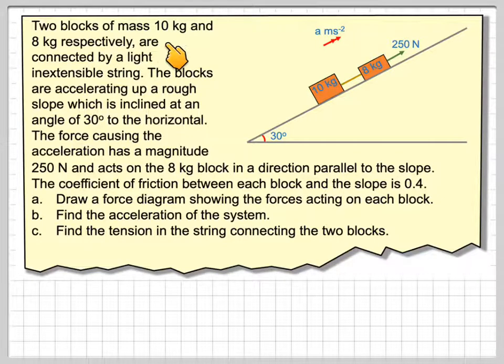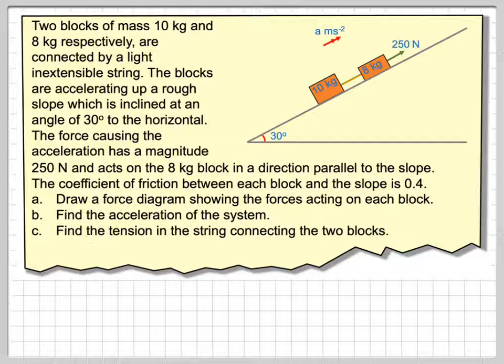Two blocks of mass 10 kilograms and 8 kilograms respectively are connected by a light inextensible string. The blocks are accelerating up a rough slope which is inclined at an angle of 30 degrees to the horizontal. The force causing the acceleration has a magnitude of 250 newtons and acts on the 8 kilogram block in the direction parallel to the slope. The coefficient of friction between each block and the slope is 0.4.